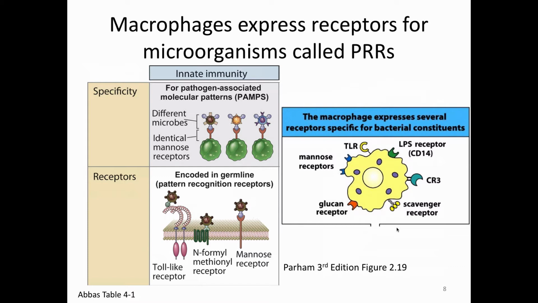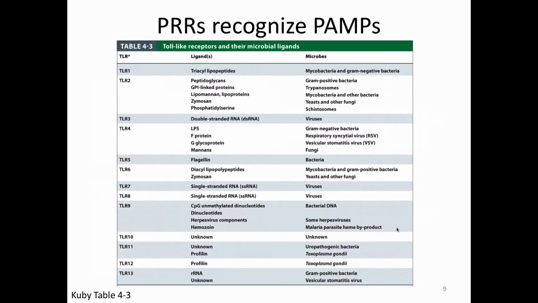The part of the microbe that is recognized also has a specific name, although its name has changed a little bit over time. So some people refer to this target recognized by our pattern recognition receptor as a PAMP.